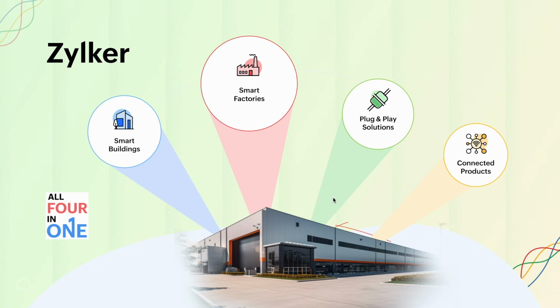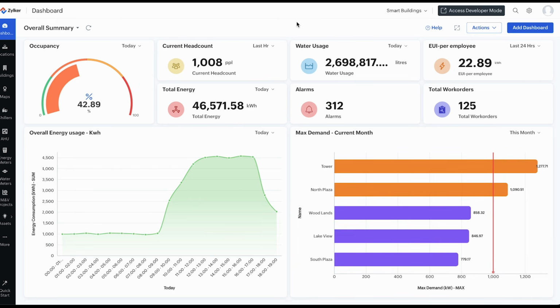For the purpose of the demo, let's take a fictional company, Zilker. We can take Zilker as a manufacturing giant, where they have several factories and several office spaces, and they want to manage everything under one unified platform. So let's explore how Zoho IoT can address all these smart operations through one platform. Here is our smart buildings application.